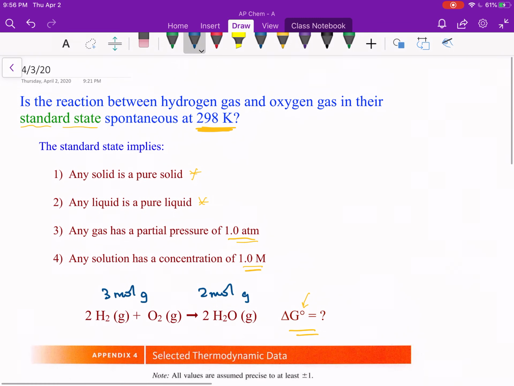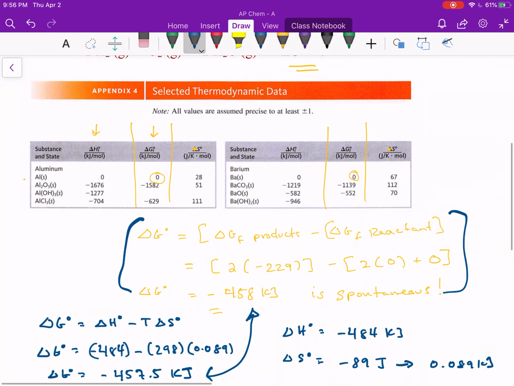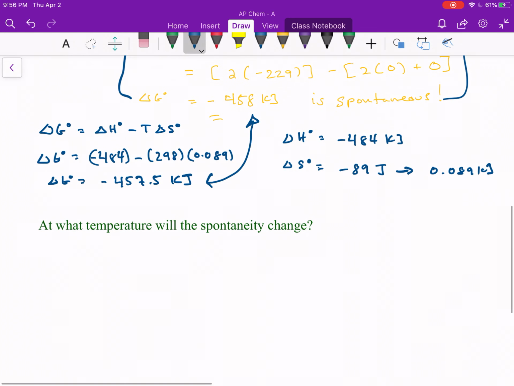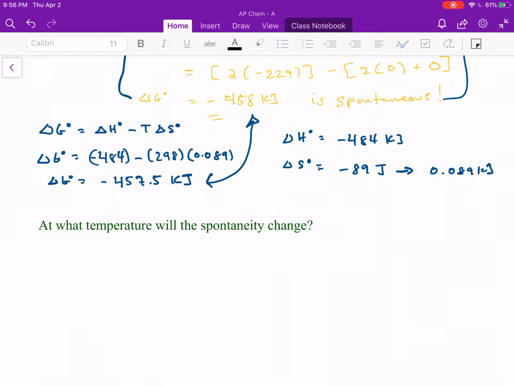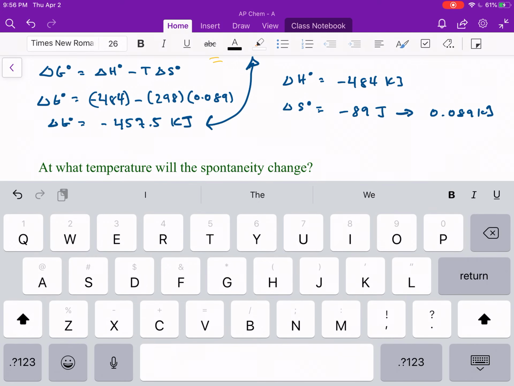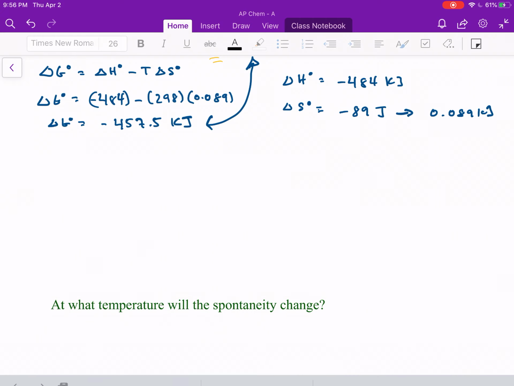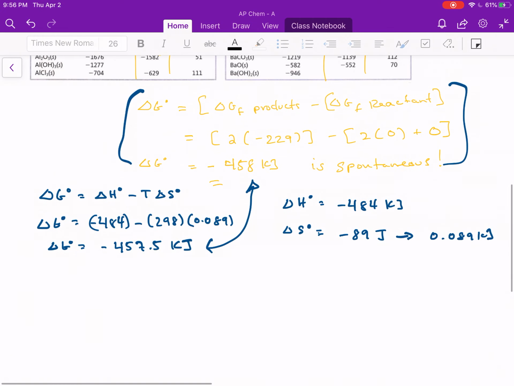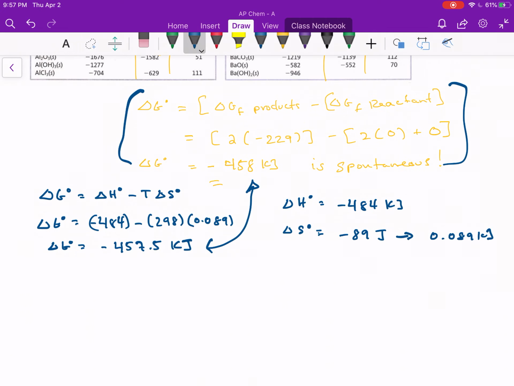Well, the problem is, what happens if this reaction is not there, but it's here, right? And it happens at 600 Kelvin. And we want to know, is this reaction spontaneous at 600?